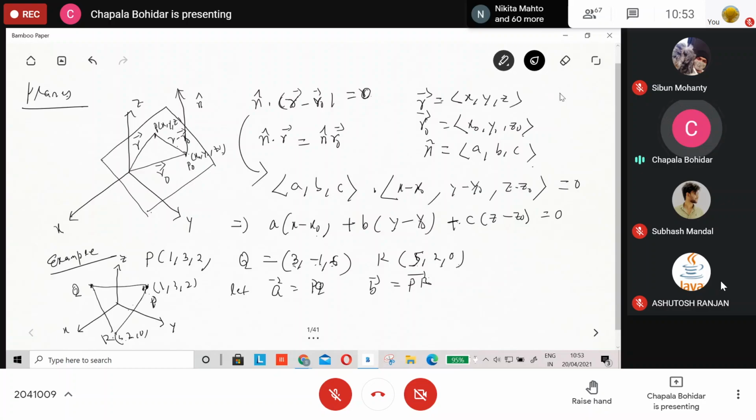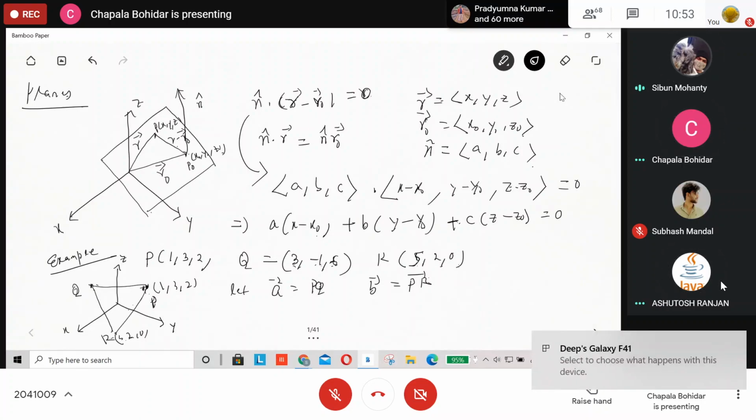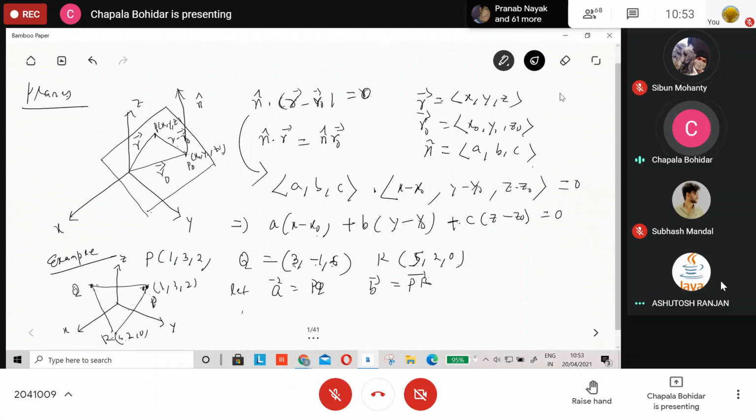So the normal vector to this plane at this point, whose starting point has sides PQ and PR. Normal vector to this plane, what do you write down? Tell me. PQ cross PR. Yes, that I can write down. A cross B is the normal to the plane.